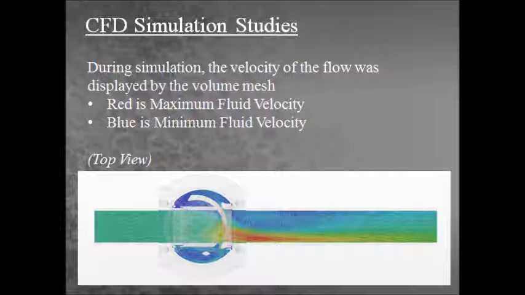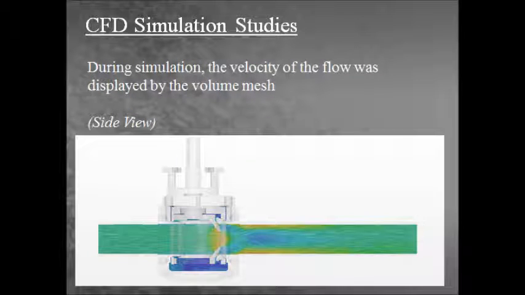During simulations, the changes in fluid velocity were displayed to show changes in the flow through the valve. The maximum velocity, shown in red, is seen as the fluid exits the port of the valve. For this figure, the valve is only open at 45 degrees, or halfway open.